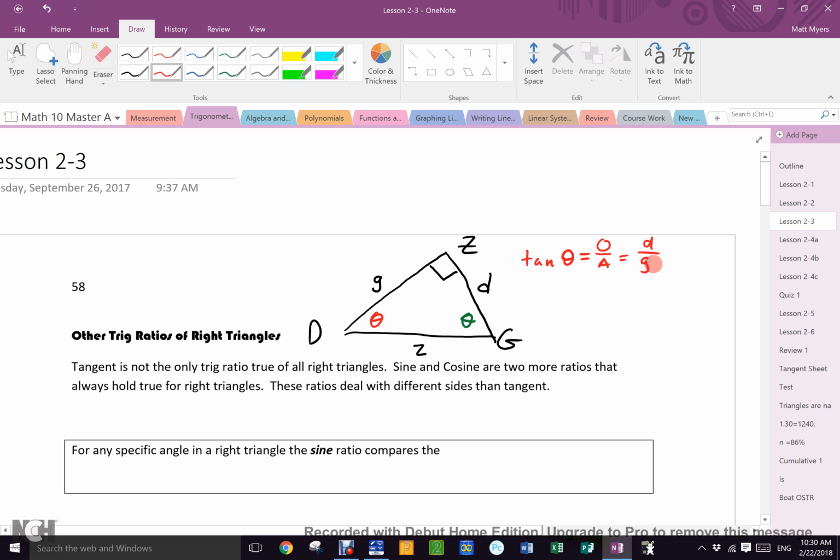Why? Because Z is the hypotenuse. He already has a name. He doesn't get to have 2. Everybody good? Okay. What is the tan of green theta? It's still opposite over adjacent, but it is G over D.